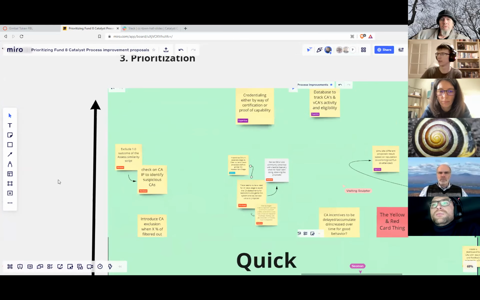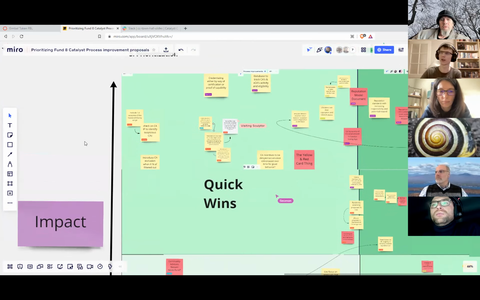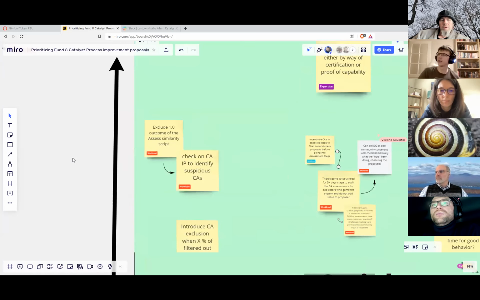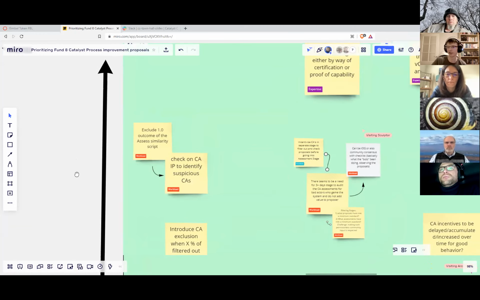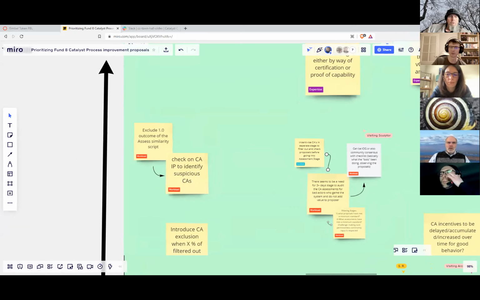What I see here, quick wins. So the easiest to do and the highest impact: exclude 1.0 outcome of the assess similarity script. Check on community advisor IP to identify suspicious CAs. I'm not sure, does anybody here know how you would even check IP for a CA? Like, I assume it's an IP address. Well, oh, go ahead, Merrick.